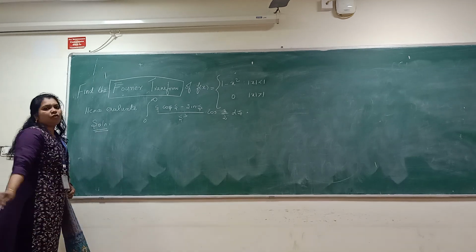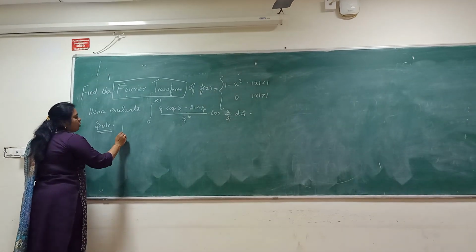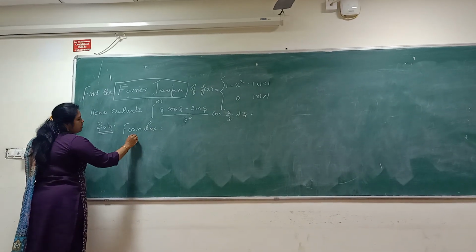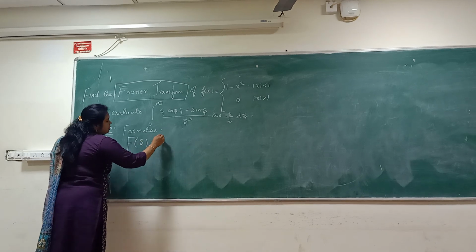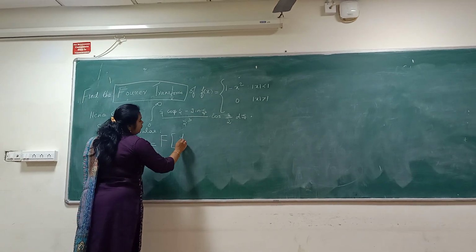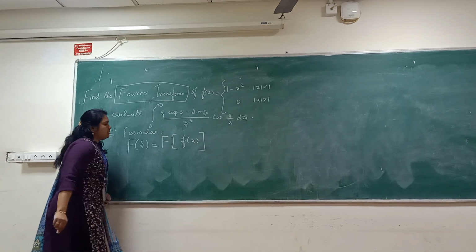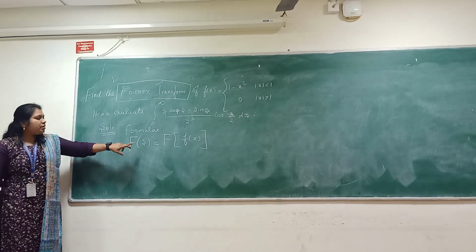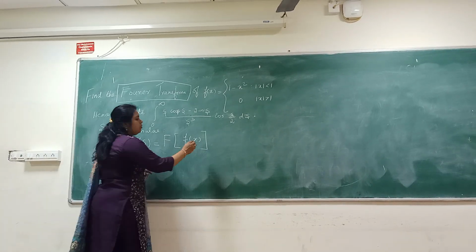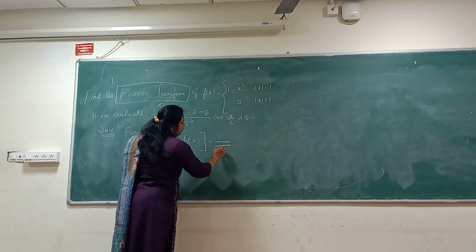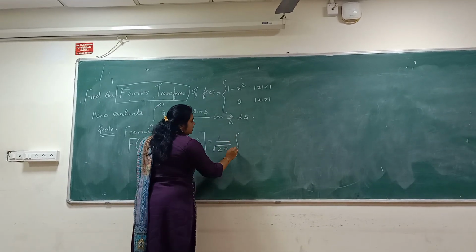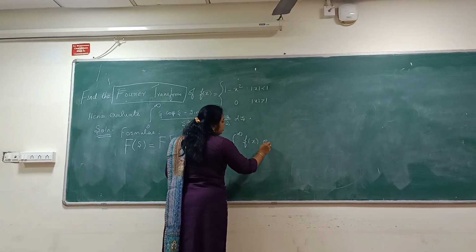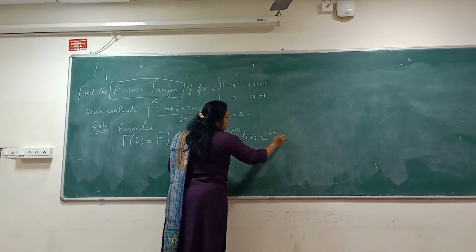So you have to know the formula for the Fourier transform. The formula is capital F of s equals the Fourier transform of small f of x. This itself should be very clear because it is the Fourier transform definition, which is 1 by root of 2 pi times the integral from minus infinity to plus infinity of f of x e to the power i s x dx.